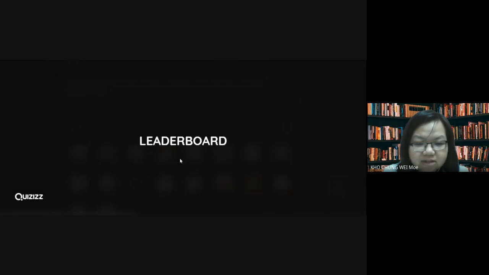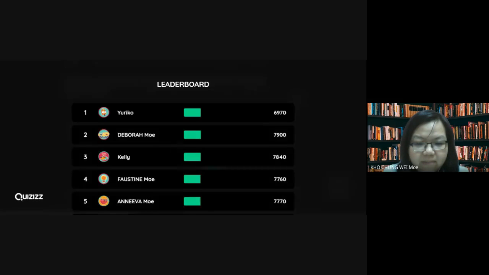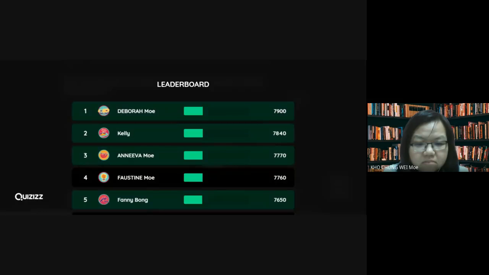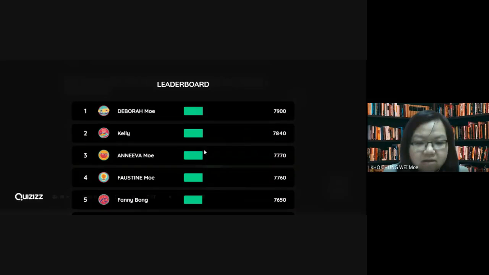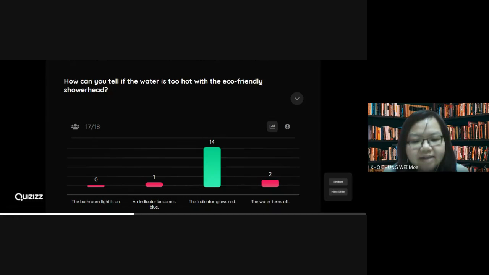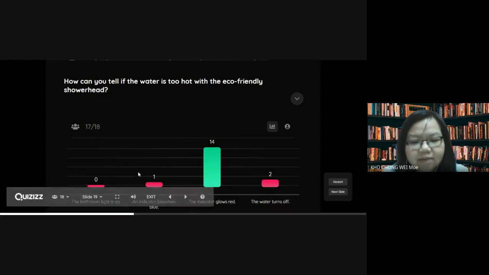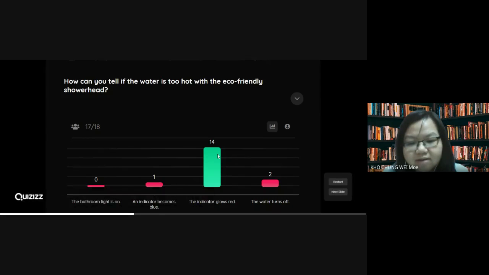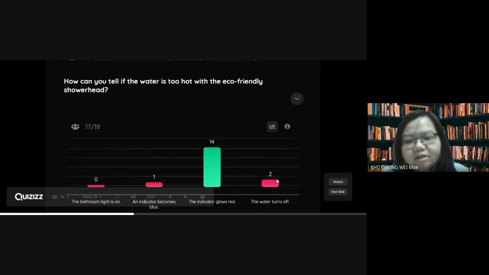Let's check the leaderboard. Okay, good. Very good. Most of you got it correct. The indicator glows red. That's right. The indicator becomes blue when it is cold, but when it is too hot, it becomes red. So that's the answer. The water does not turn off. I'm just putting that in to distract you, and looks like the distractor is working.